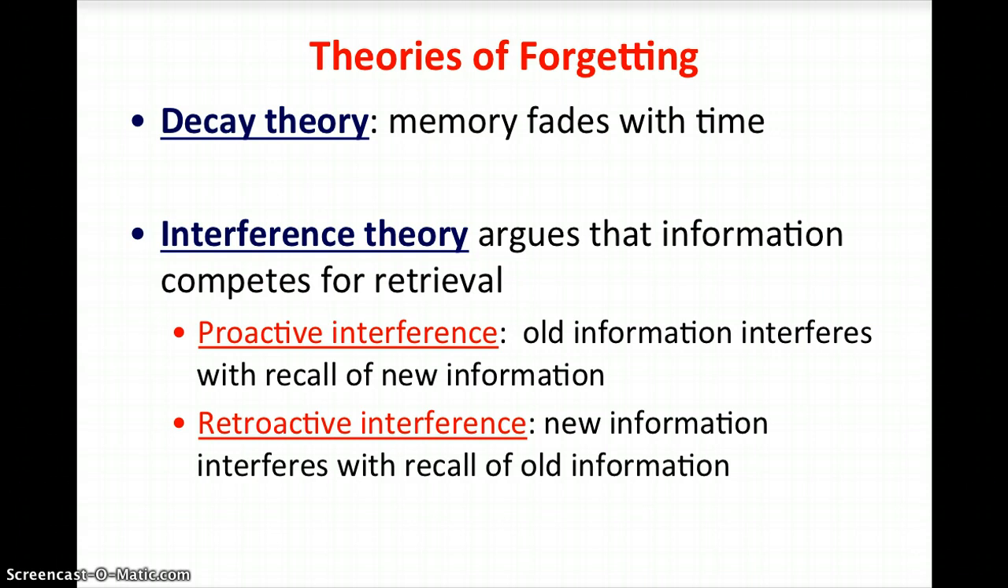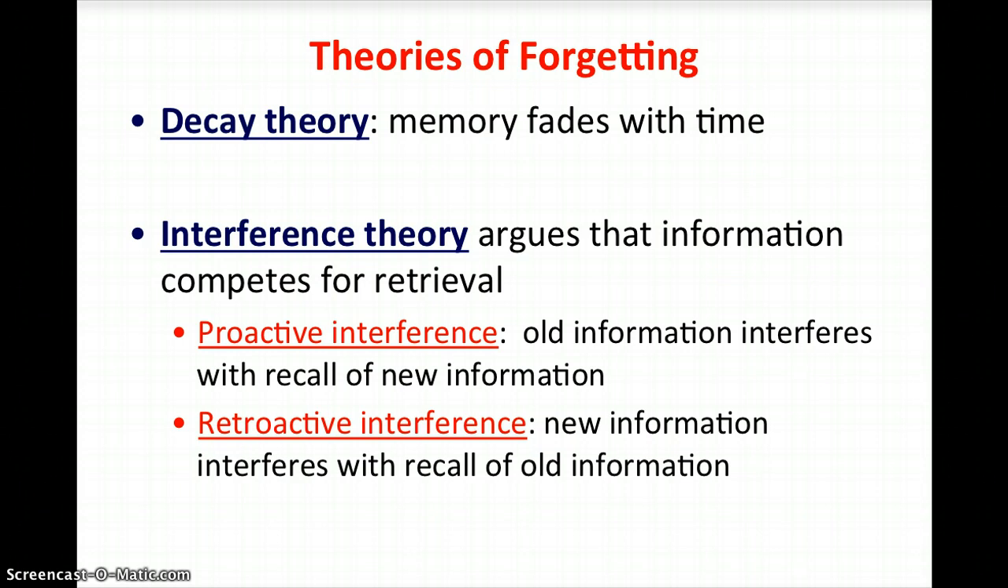You also have the interference theory that says that information competes for retrieval. And so proactive interference happens when old information interferes with the recall of new information. So like the example of me learning Spanish, the old French that I learned in high school kept getting in the way of me learning certain things in Spanish, like colors and masculine and feminine versions of the words.